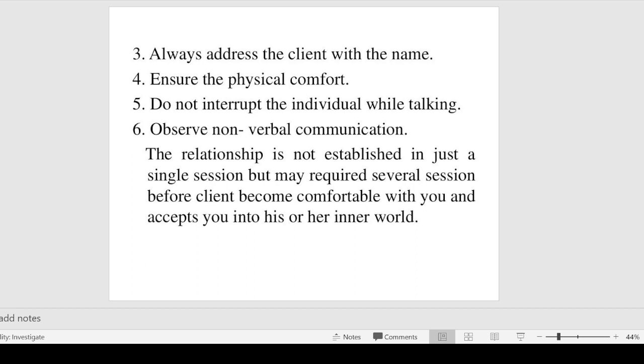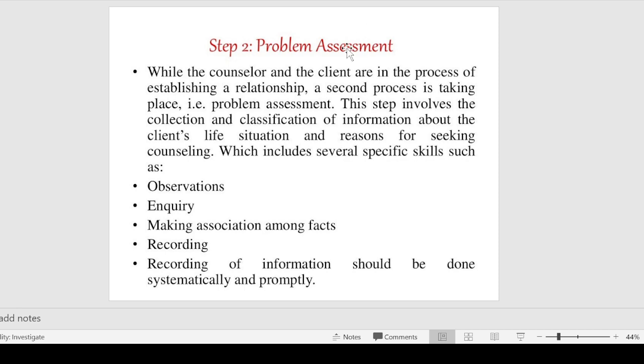And second one is problem assessment. Already I said the individual's problem needs to be traced out, but after completely collecting the data. That can be possible by the observation method, inquiry, or making association among the facts. What information has she explained? We have to make association of that information, and recording of information should be done systematically and promptly. That's about problem assessment, the second step.